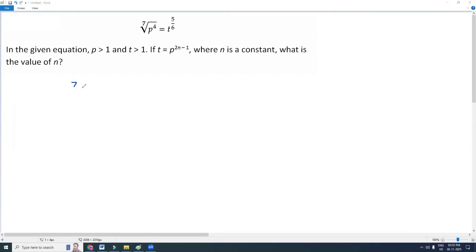Okay, now let me plug in. Then we get the 7th root of p to the power of 4 equals, for this t, we can plug in this one. Then we get p to the power of 2n negative 1, and we can take this exponent as it is. That is 5 over 6.